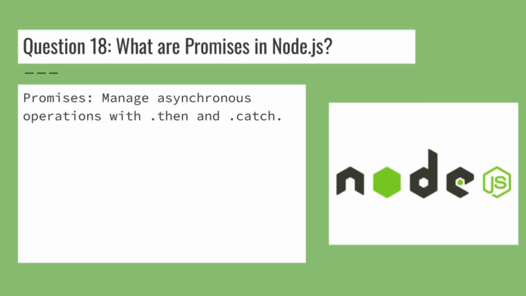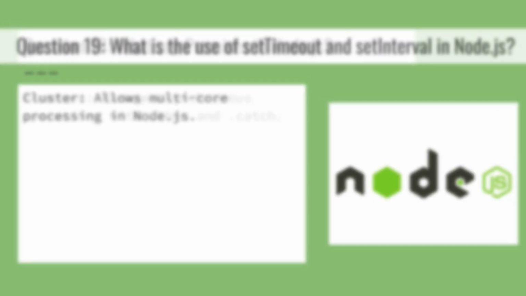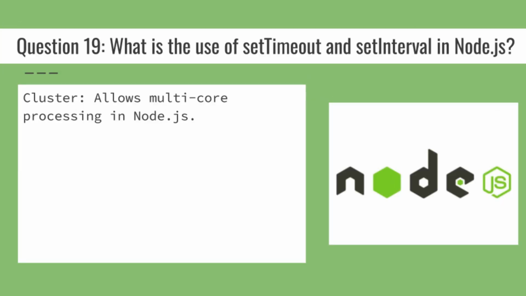What are promises in Node.js? Promises are an alternative to callbacks, allowing you to handle asynchronous code in a readable way with .then for success and .catch for errors. What is the use of setTimeout and setInterval in Node.js?